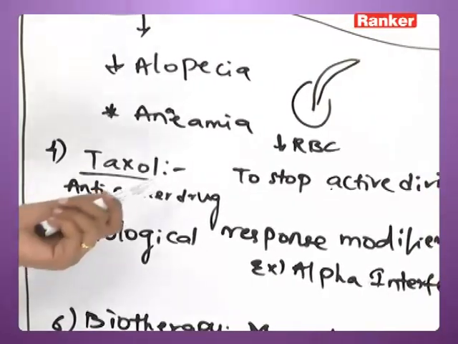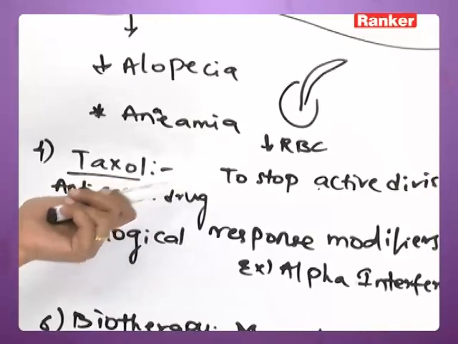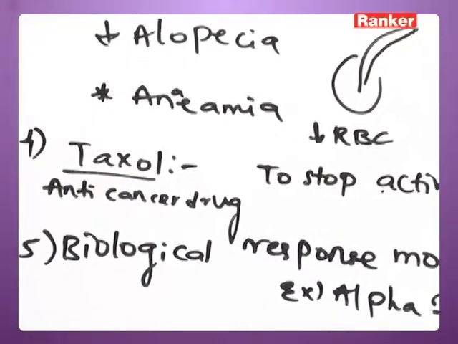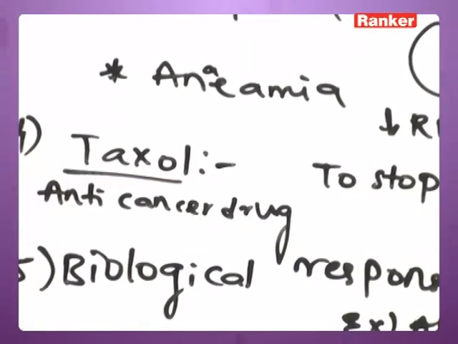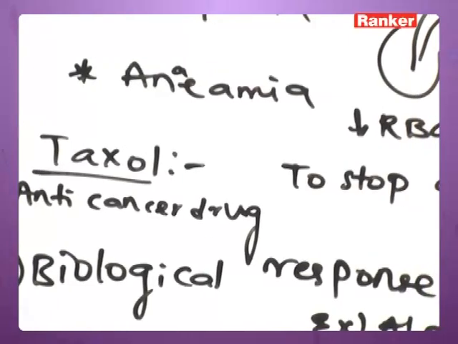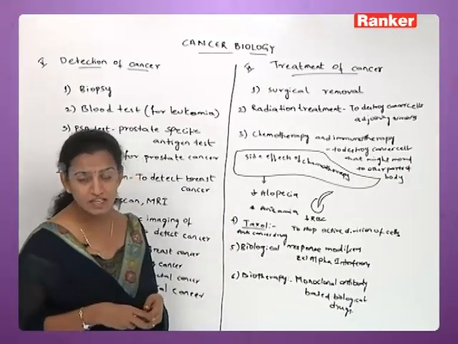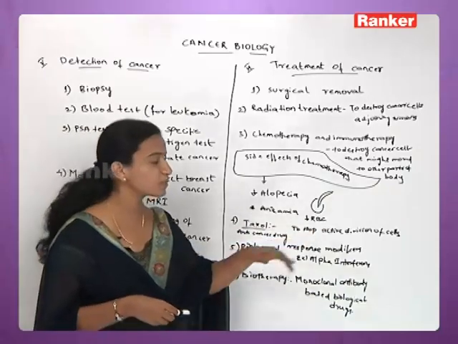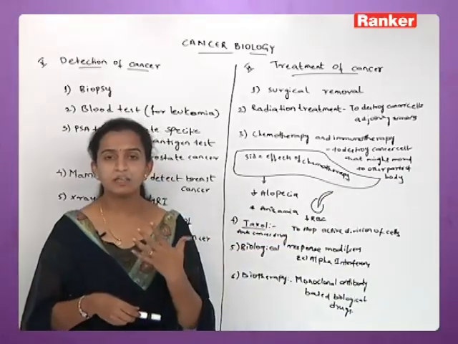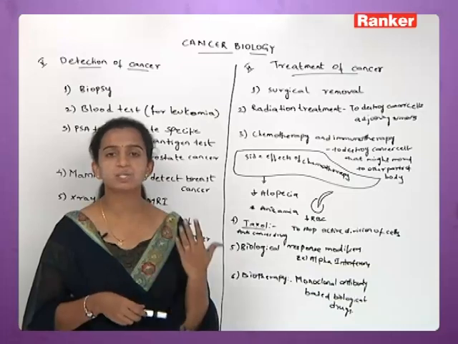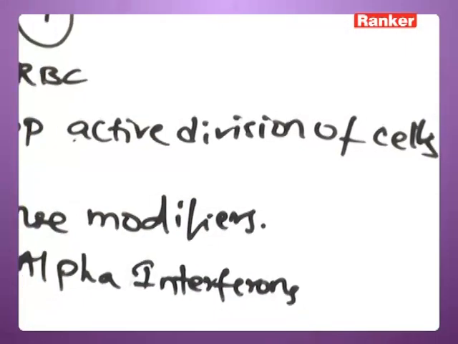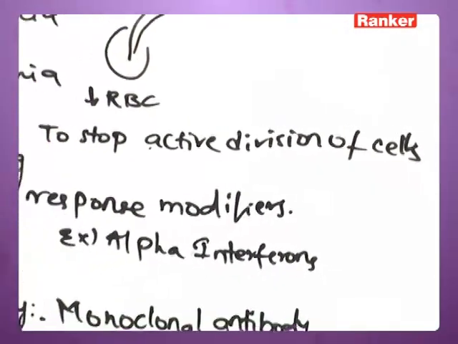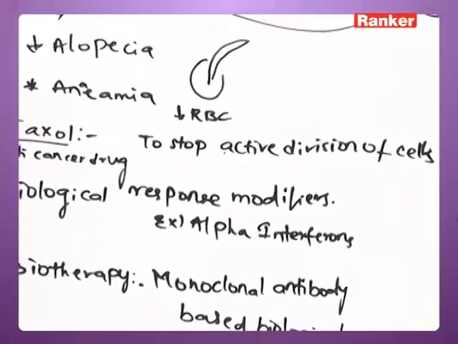Now the other things, the drugs that need to be given to the cancer patient. One is Taxol, an anti-cancer drug. Now what is Taxol doing? It stops the active division of the cell. What is the cancer cell actually doing? It divides. So by taking this anti-cancer drug, this tremendous growth of the cell is stopped.